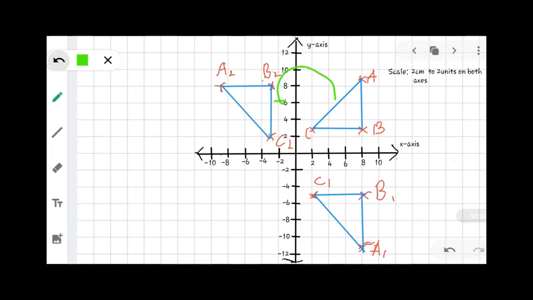So ABC has been rotated. Yes, it has been rotated to form A2B2C2. But what kind of rotation is this? Looking at the image of A2B2C2, we can say that this is an anti-clockwise rotation. So it is going this way. This is clockwise, we know that, and so this is anti-clockwise. So A2B2C2 is an anti-clockwise rotation of ABC.